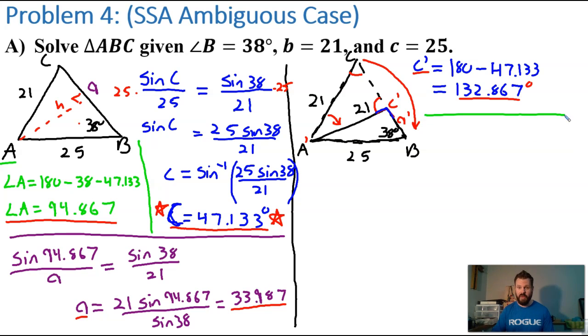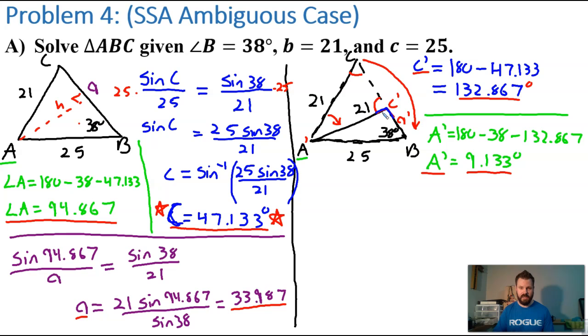Okay, once we have both angles, we can figure out this A prime then. Well, that's just 180 minus the two angles we have. So big A prime is going to be equal to 180 minus the 38 we're given initially, minus the 132.867. When I do those calculations, I get 9.133 degrees. Okay, so there's my adjusted angle.